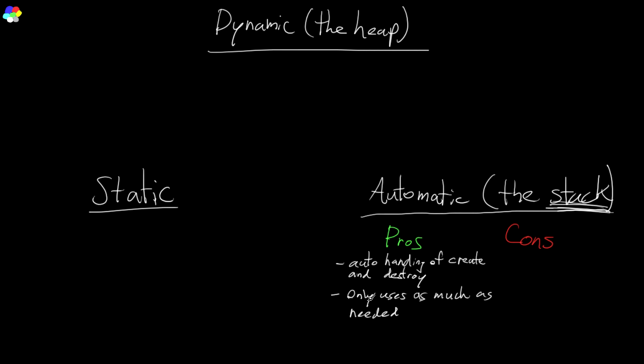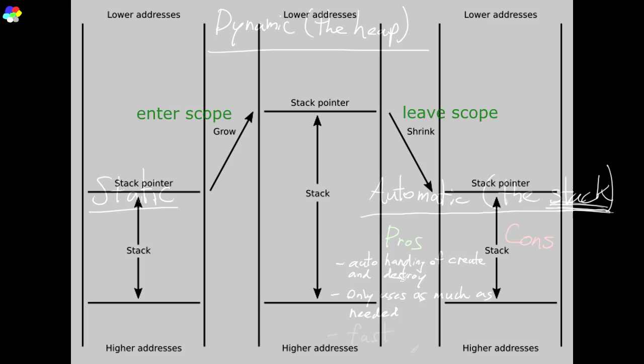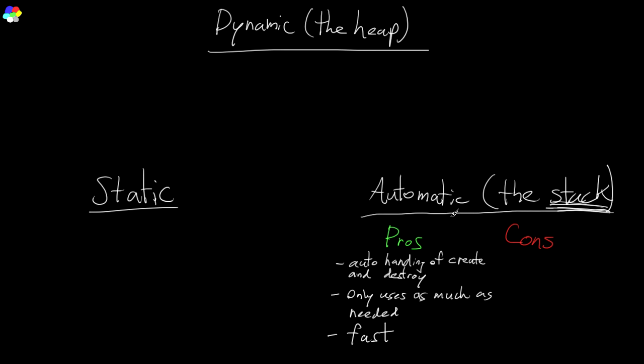Another pro of automatic is it only uses the memory as needed. So when you create a variable in a scope, it will be using memory for that variable. But when you leave the scope, it will reclaim that memory, which is different than static, as we'll see later. So the automatic, the stack storage is, in a sense, dynamic in that when you call functions, the amount of memory being used is going to increase, but when you return from those functions, that memory is going to be reclaimed. And the final pro is the stack is very fast to allocate on.